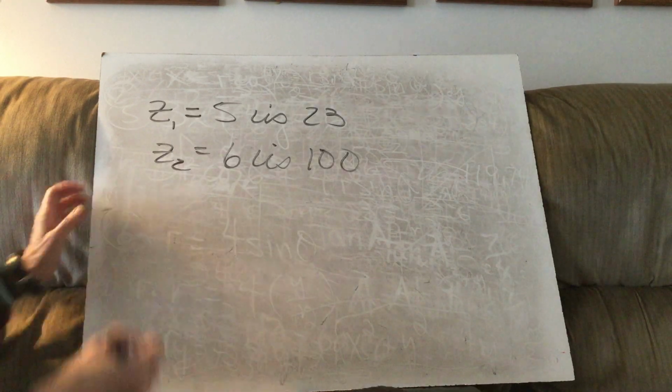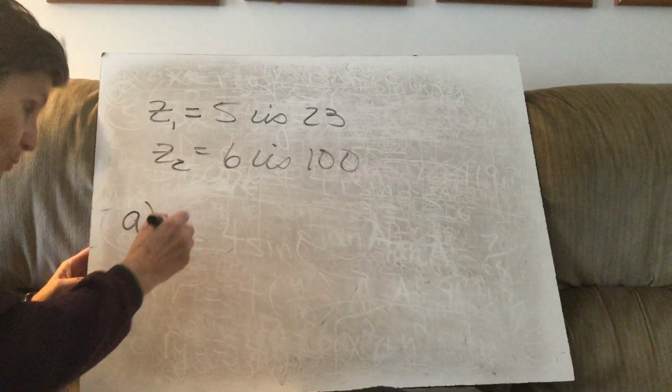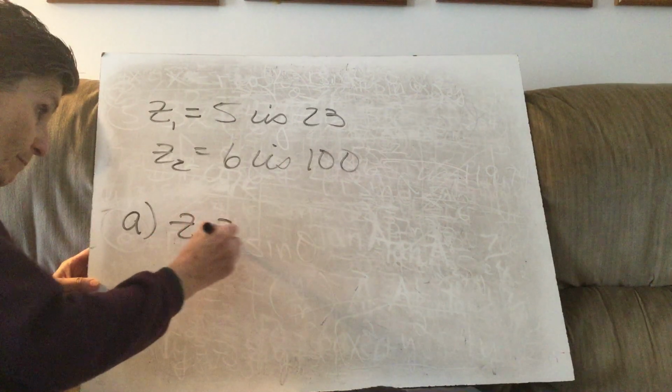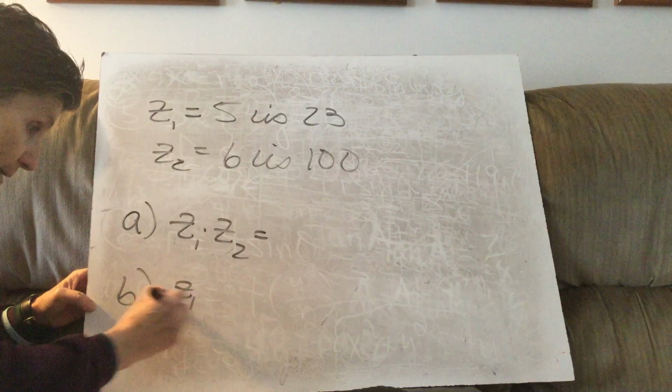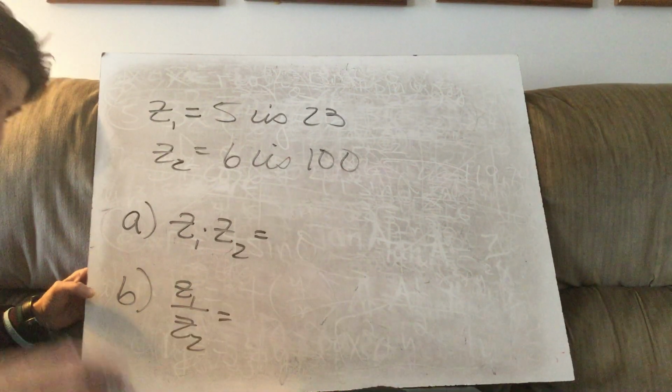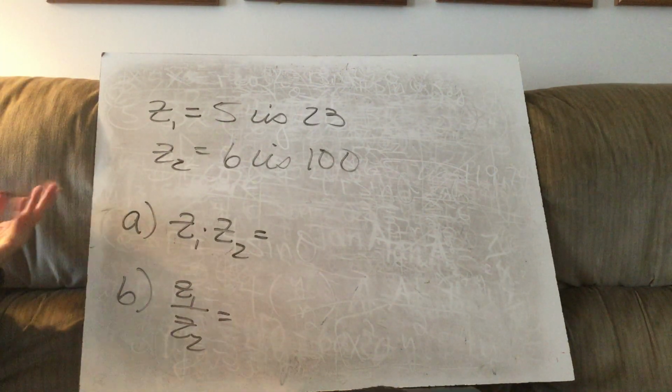Okay, now we're going to multiply. The first problem says we're going to multiply those. And the second problem says we're going to divide them. Okay, so there are rules with this. I mean, there's a procedure to follow.